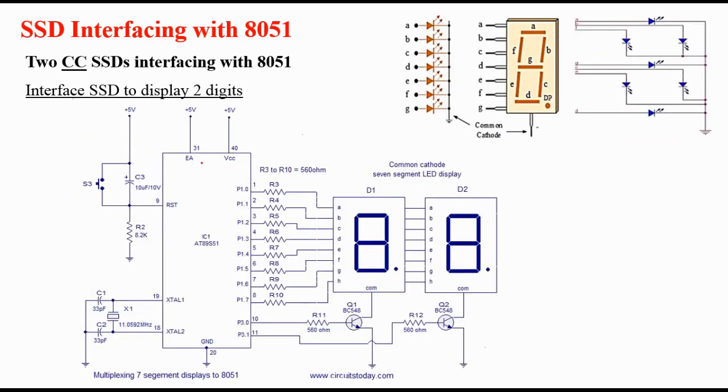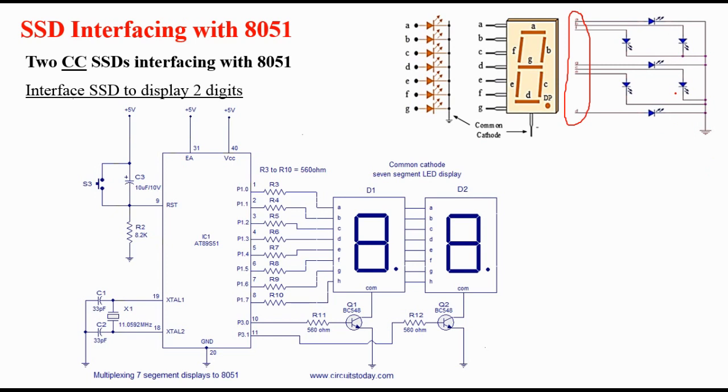Then how to interface 7 segment displays with 8051. Now here we are using the common cathode configuration. In this case, when we use the common cathode configuration, it means that we have to make those pins high. The moment we make those pins high, the LED will glow and you will observe the digit on the 7 segment display.